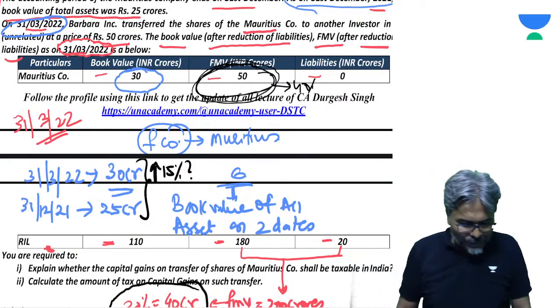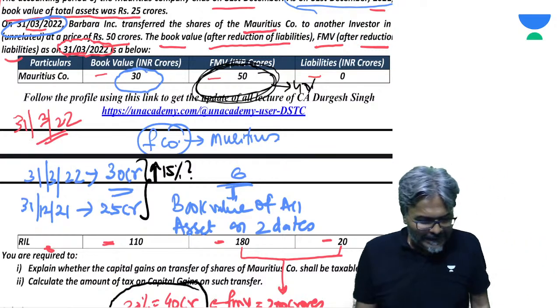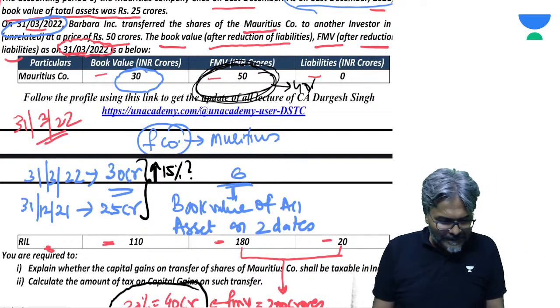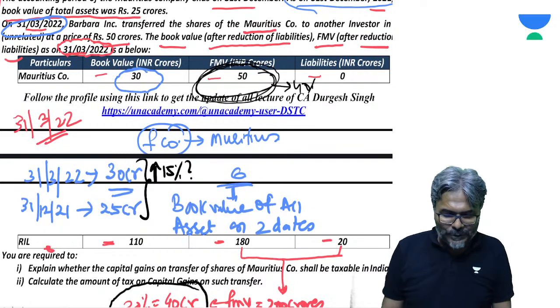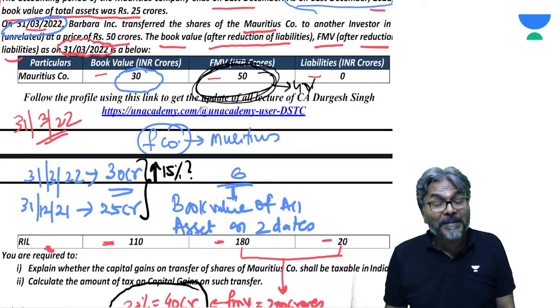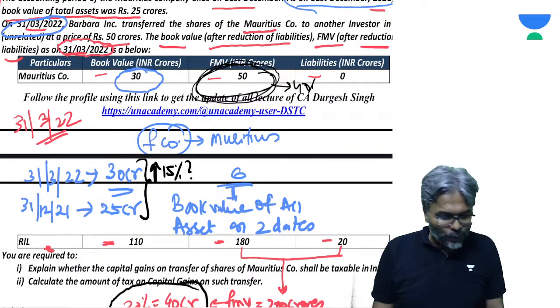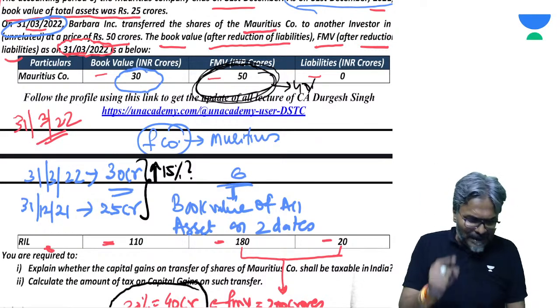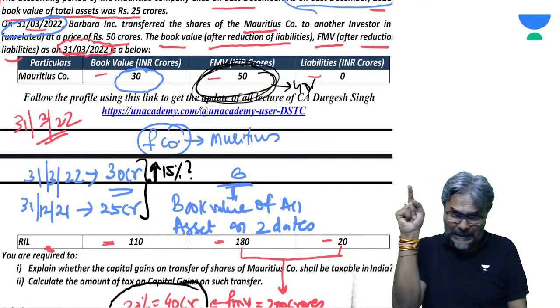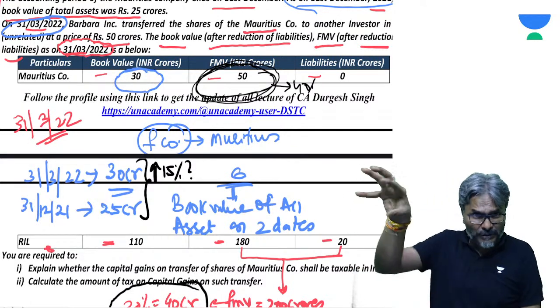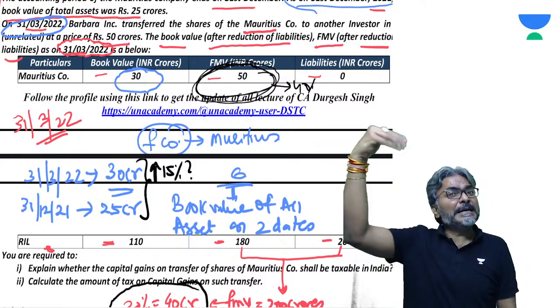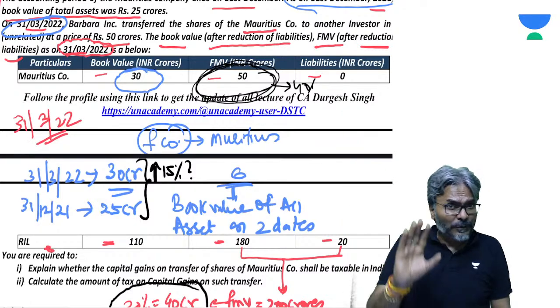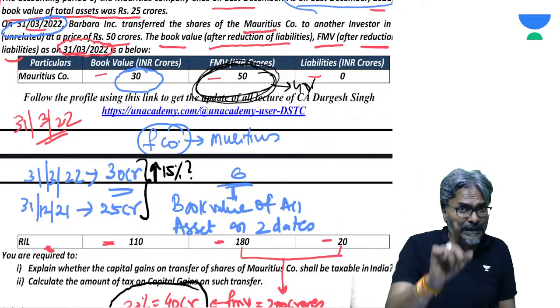The calculation of capital gains, students, will now be required to be done by the non-resident. And who is that non-resident? Barbara Inc. Because Barbara Inc. has transferred the shares of the Mauritius company, but which are deemed to be situated in India. And therefore, the US company will have to calculate capital gains.